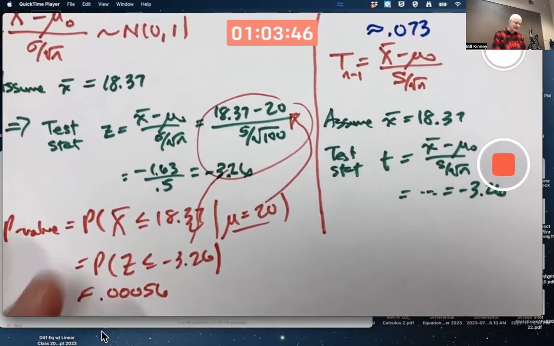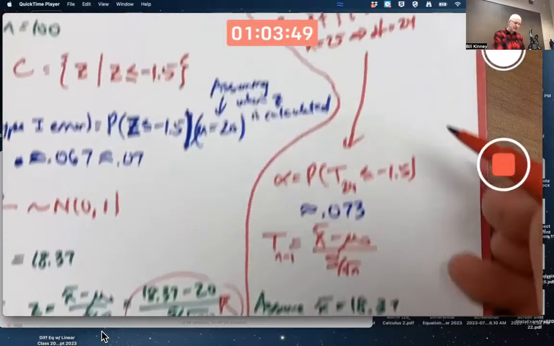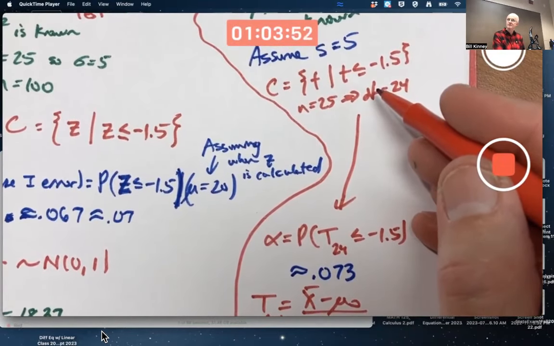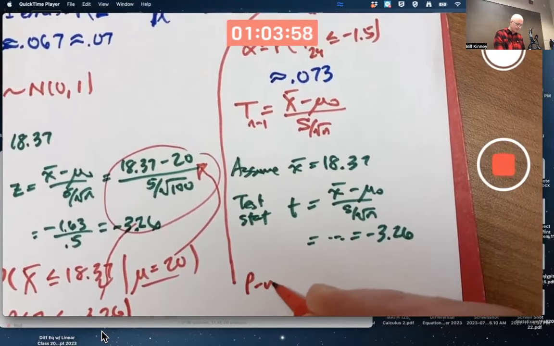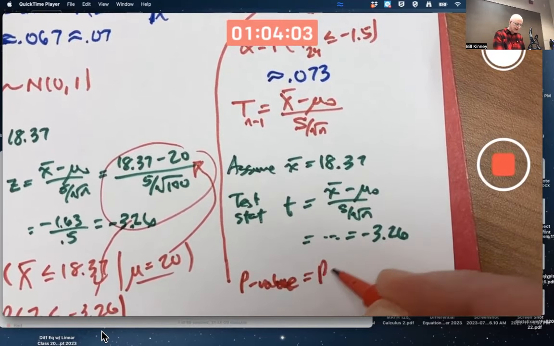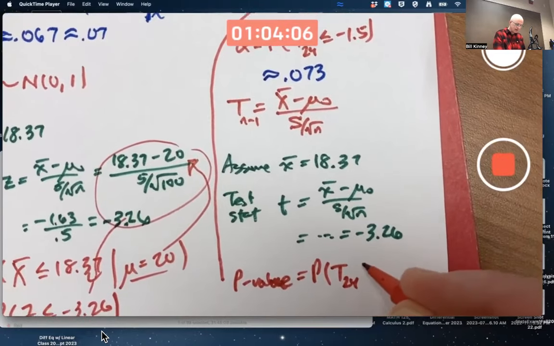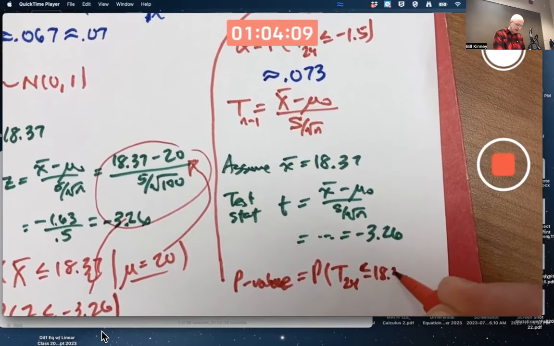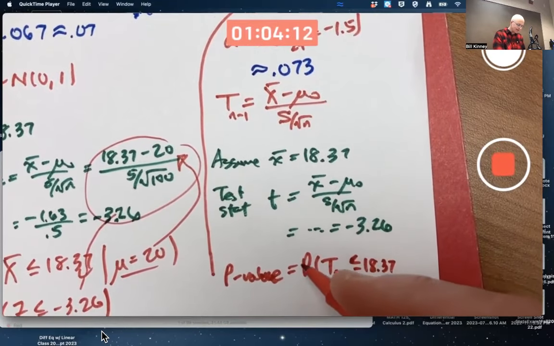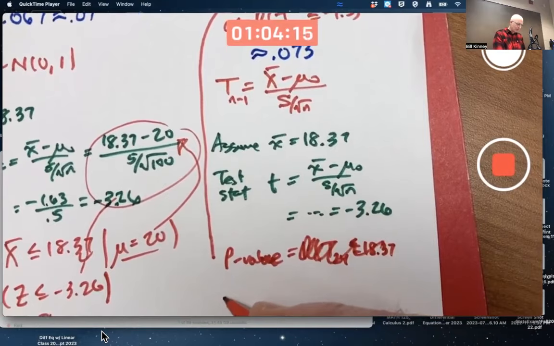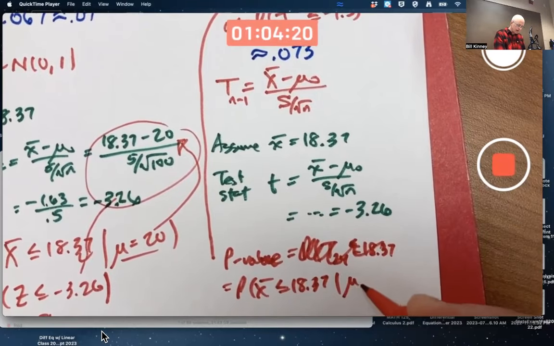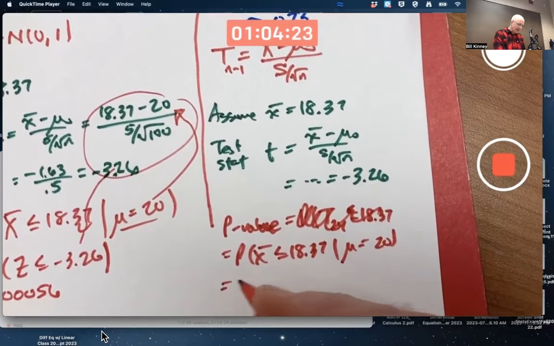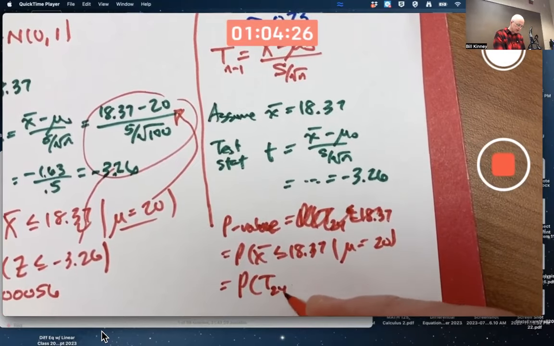The p-value then, so this t-stat is in the rejection region. We are going to reject the null. I could think of it in terms of a p-value as well. P-value: probability that capital T sub 24 is less than or equal to 18.37. Sorry. Probability that capital X bar is less than or equal to 18.37 given mu is 20. But now that gets computed using a t distribution with 24 degrees of freedom.